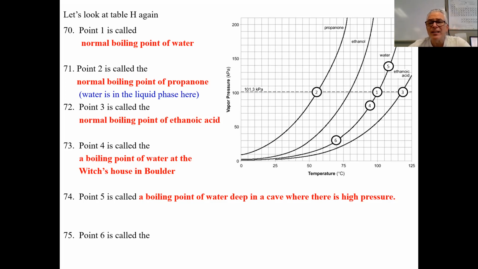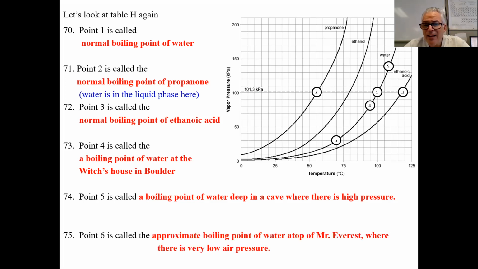Point 6, where the heck is point 6? That's way at the bottom. Look at that. That's at about 70 centigrade and 30 kPa. Now that is the approximate pressure at the top of Mount Everest. Because you're so high in the mountain, there's so much less atmosphere above you pushing down, the air pressure is really, really low. Water will boil there at 70 degrees.